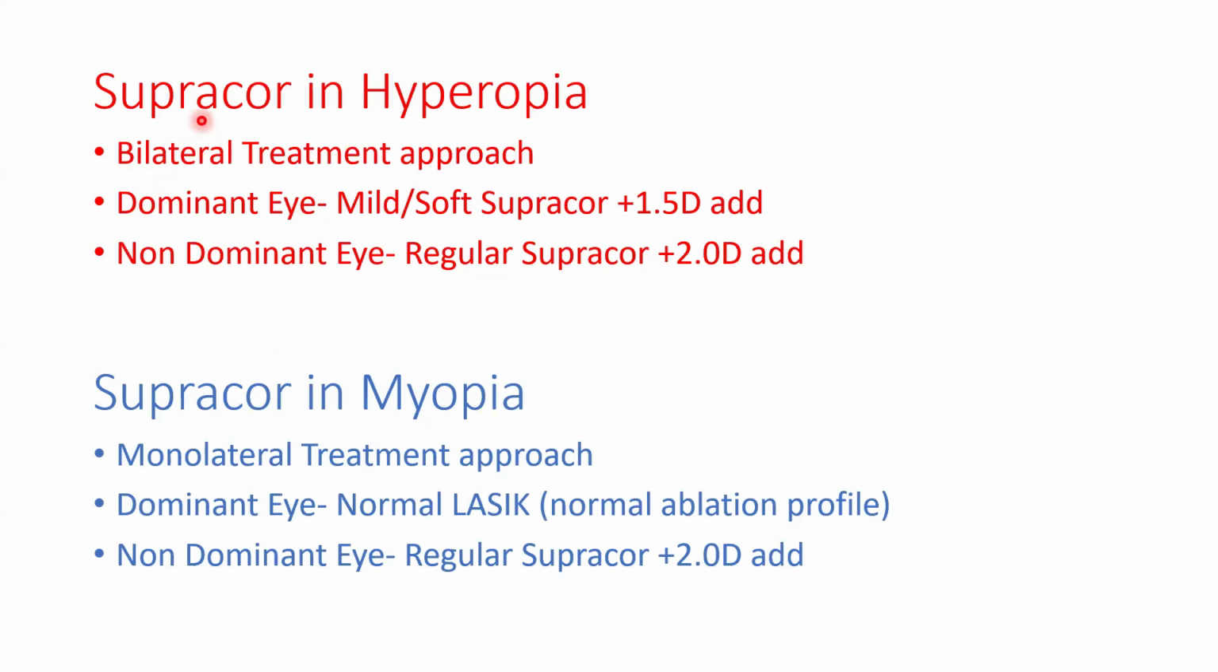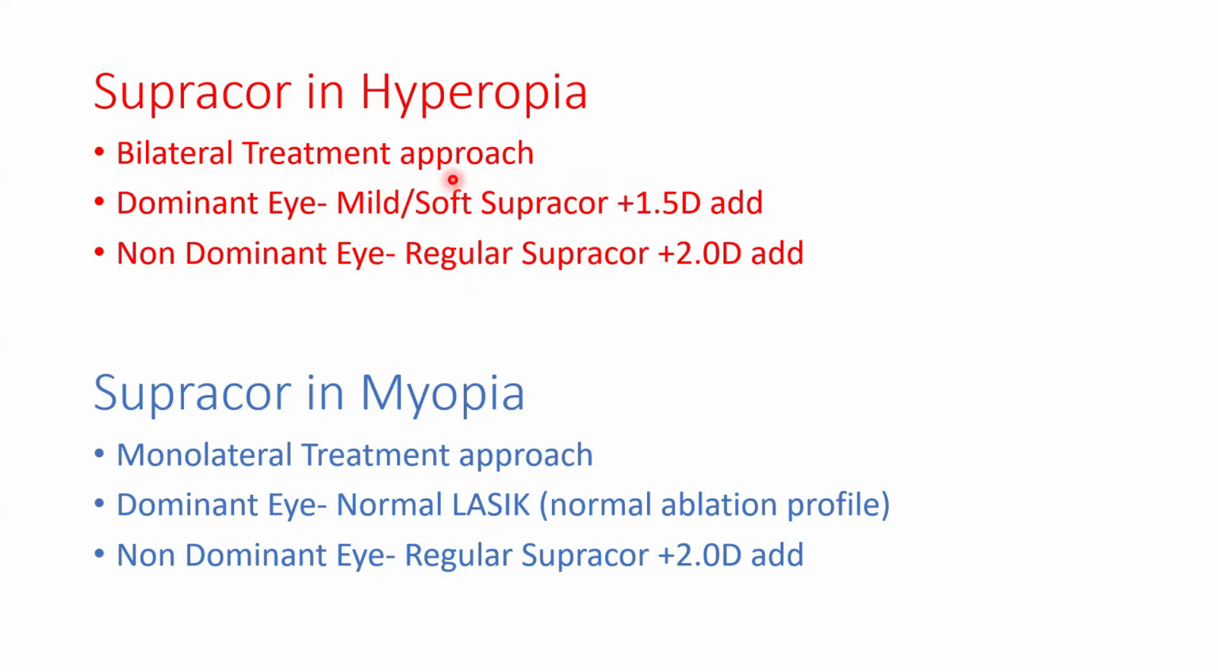In supracore for hyperopes, it is a bilateral treatment approach. In the dominant eye, we do something which is called a soft supracore, in which we give only plus 1.5 diopter add. This is in addition to the minus 0.5 distance target. In the non-dominant eye, the distance target is still going to be minus 0.5 diopters, but the near target is going to be something called regular supracore.